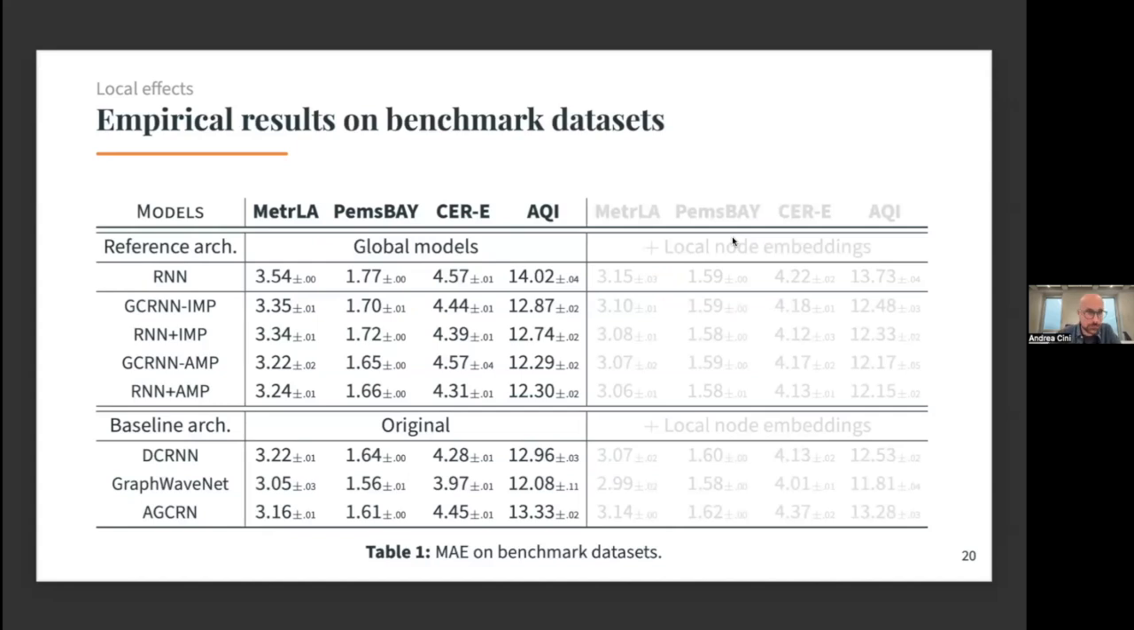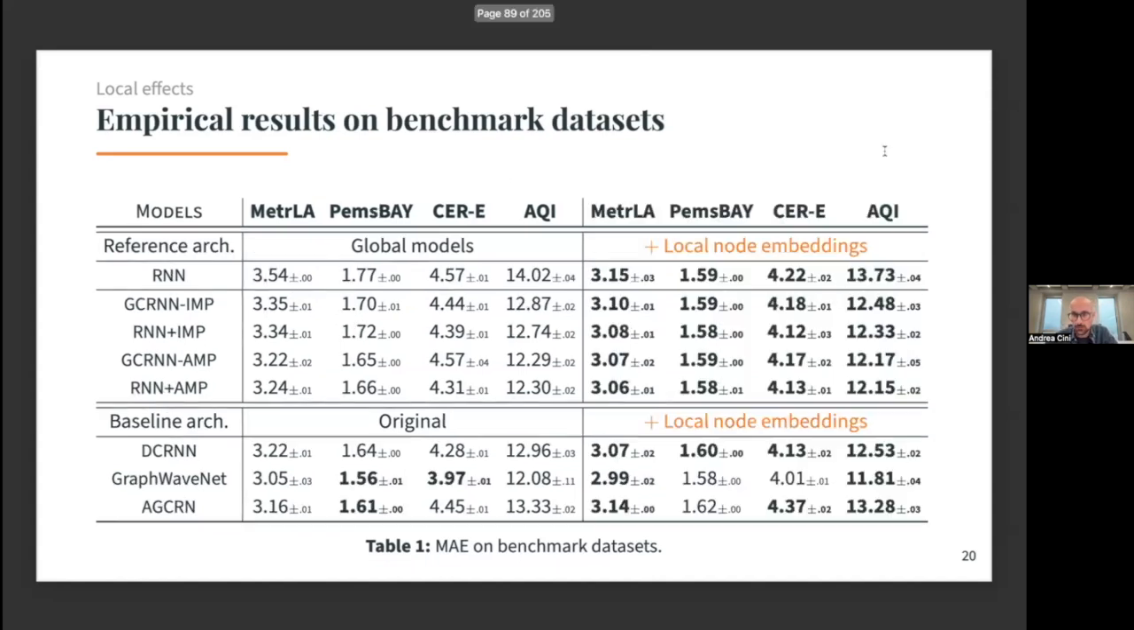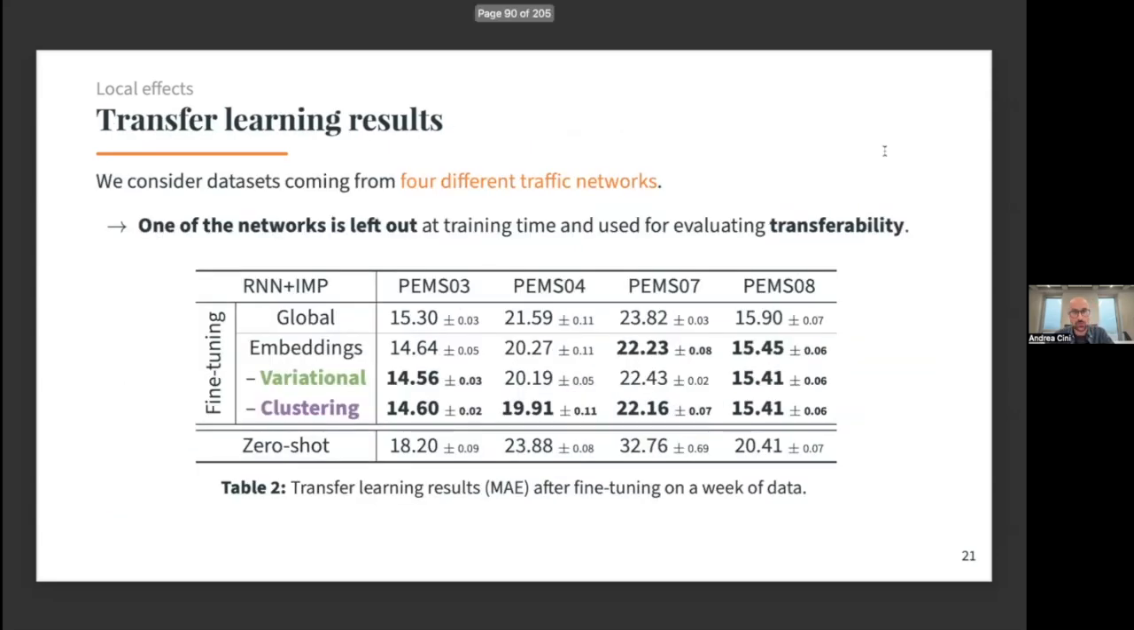And if we look at the empirical results, at the top of the table, we have results for some reference architectures that were developed by following the template architecture I showed before. And at the bottom, we have some architectures from the state of the art, and these are performances across 4 popular benchmarks used in the field. And we see that by adding these local components, these local embeddings, the performance improves by a wide margin across the board. And if you look at a transfer learning scenario, here what we did was basically considering 4 different traffic networks, training a model on 3 of these networks, and then fine-tuning and testing on the left out one.